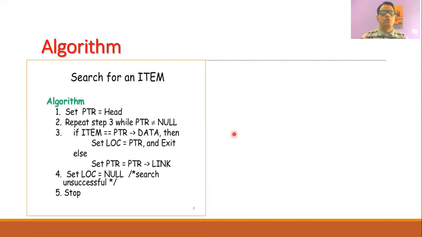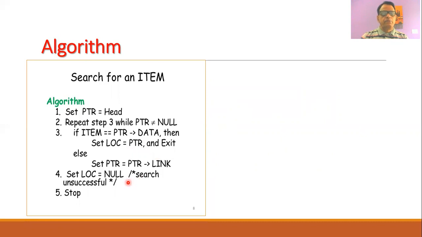Now let us write down the algorithm in order to perform the searching operation in the linked list. Initially, we will set the pointer equal to head or start of the linked list. Then we will repeat step 3 while the pointer is not equal to null. Now we will compare the item with the data value, and if they match with each other, then we will set the location equal to pointer and then we can exit. Otherwise, we can set the pointer to the link value of the next element.